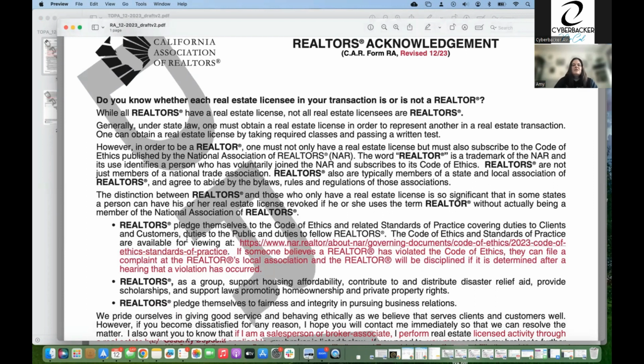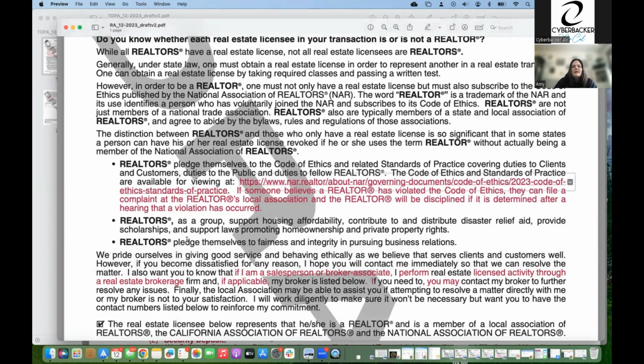So realtors pledge themselves. Here's where the changes were to a code of ethics and related standards of practice covering duties to clients and customers, duties to the public, and duties to fellow realtors. The code of ethics and standards of practice are available for viewing, and it gives the website there. If someone believes a realtor has violated the code of ethics, they can file a complaint at the realtor's local association, or the realtor will be disciplined if it is determined after a hearing that a violation has occurred.